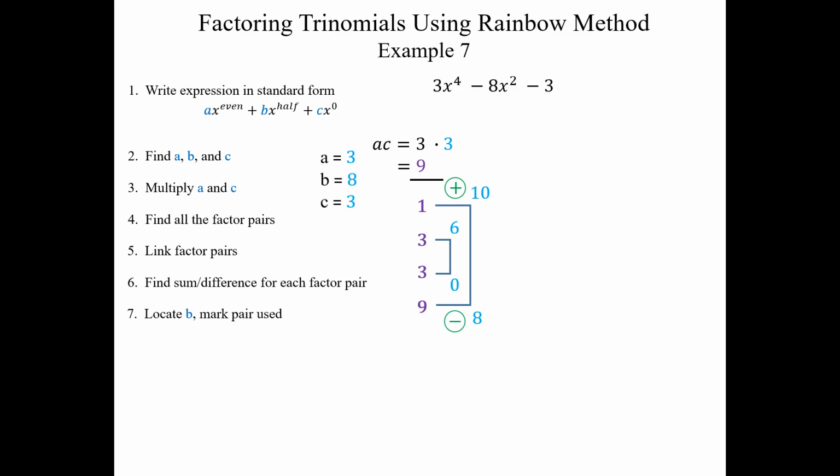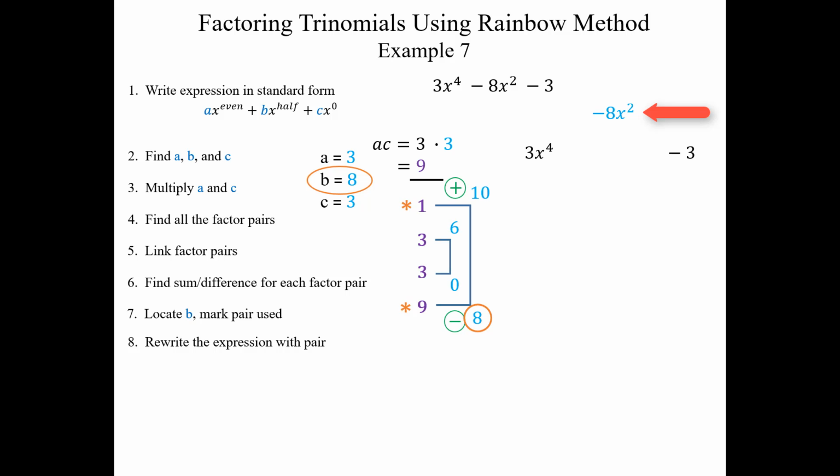Now we need to locate b and mark the pair that's used. b in this case is equal to 8, and we have an 8 on the lower corner down here using the factors of 1 and 9 to form the 8. Now we need to rewrite the expression with this pair. So we'll write the first term and the last term, leaving the space in between that we're going to fill in. The middle term is a negative 8x squared.